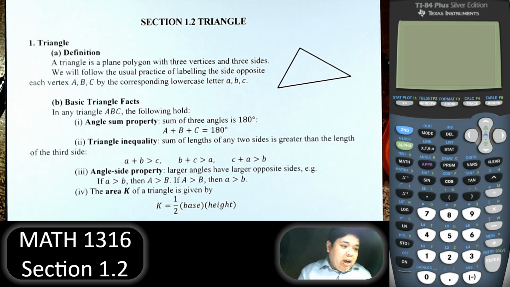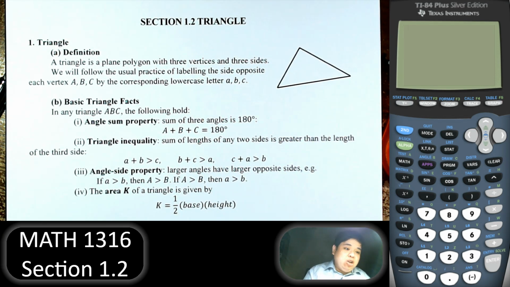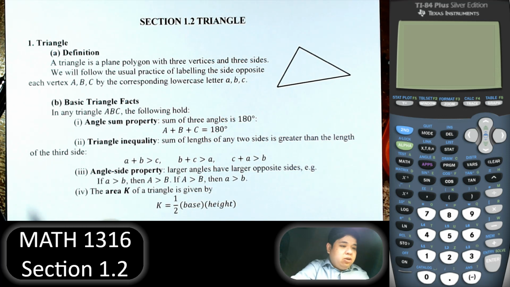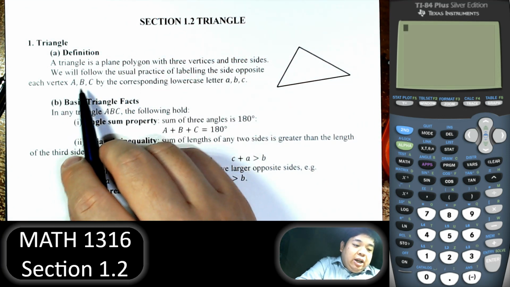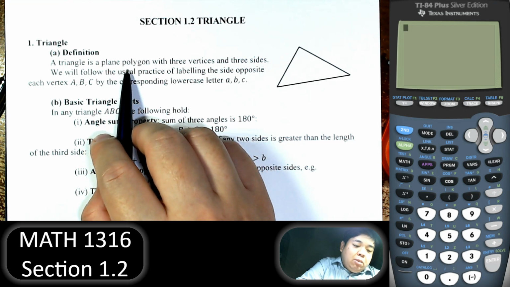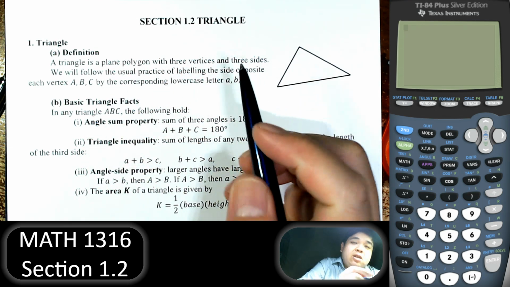Hi everybody, welcome to section 1.2 in trigonometry. We study about triangles. So a triangle means three. A triangle is a polygon in the plane with three vertices and three sides.